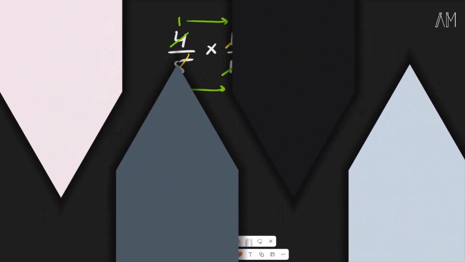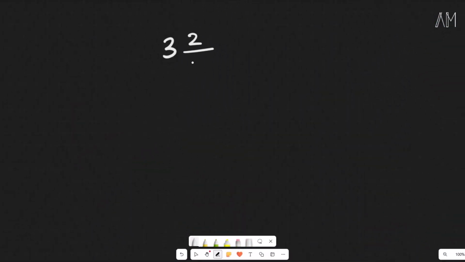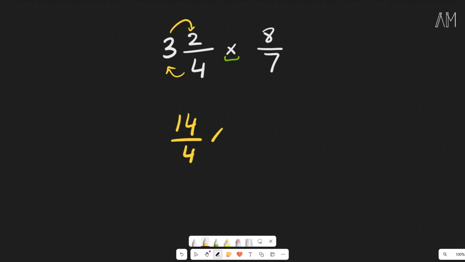Let's take another example. Let's say I have 3 and 2 over 4 multiplied by 8 over 7. Here, I cannot start the cancelling or the multiplication because I have a mixed number, and in multiplication I cannot deal with mixed numbers. I have to turn them into improper fractions. So let's apply the cycle rule. Multiply, then add. 4 times 3 is 12, plus 2 is 14. The denominator stays the same, and the other fraction, nothing happens to it.